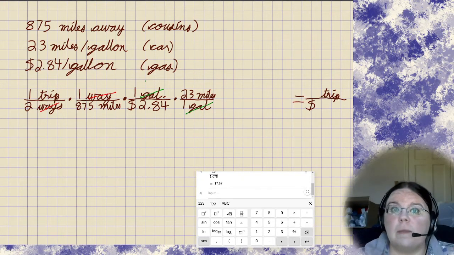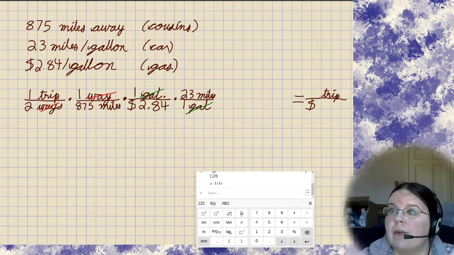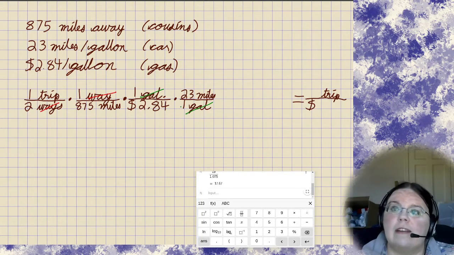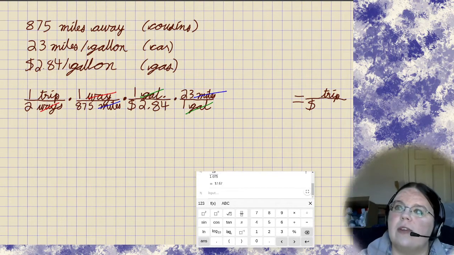So just like pre-simplifying in fraction multiplication, if you have the same number in the numerator and denominator as a factor, you can cross that out. Likewise, if you have the same unit in a numerator and in a denominator of a dimensional analysis. I still see that I have a miles unit. Oh wait, okay, I'm there. So now I see 1 times 1 times 1 times 23.